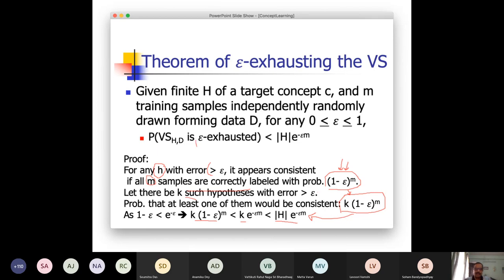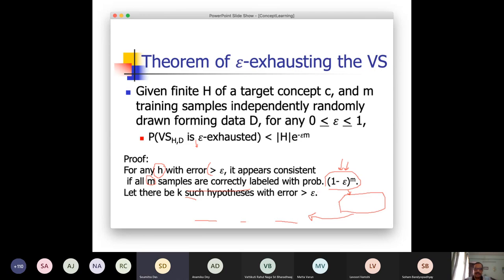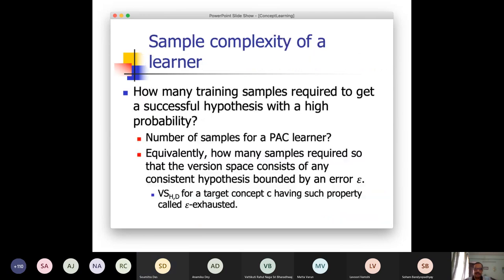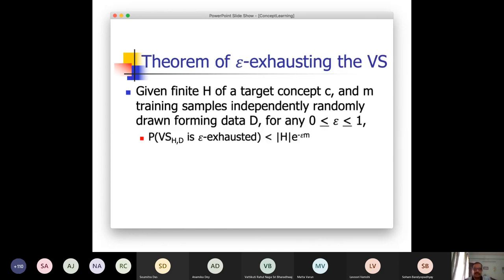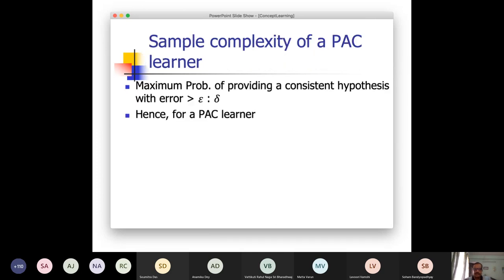I think it should be "is not epsilon exhaustive." Either way, the epsilon exhaustive definition is that it should be greater than epsilon. I will check with the book. It may be that it is not this. I will check with that. Yeah, actually, that is what it is trying to say.